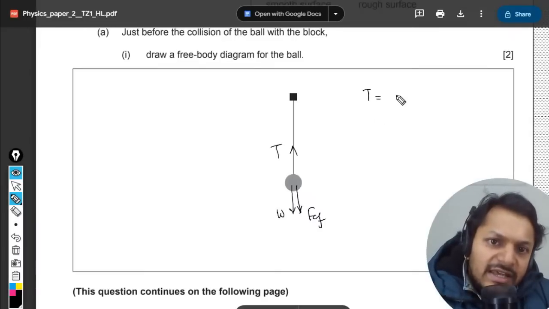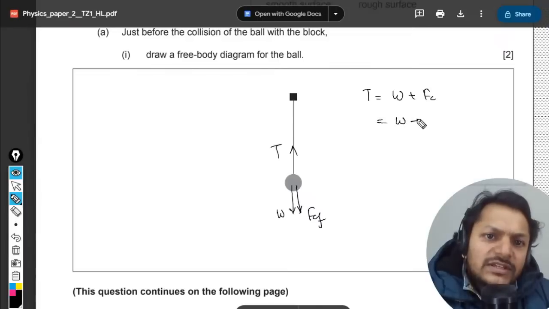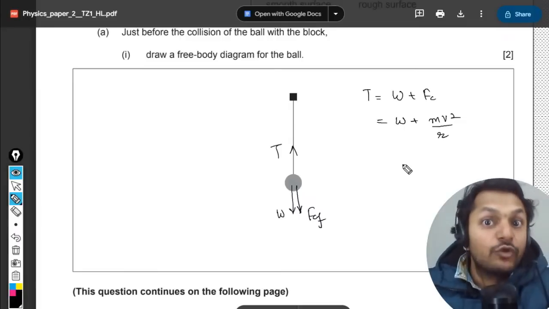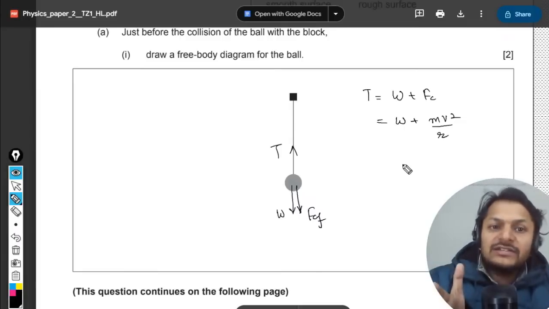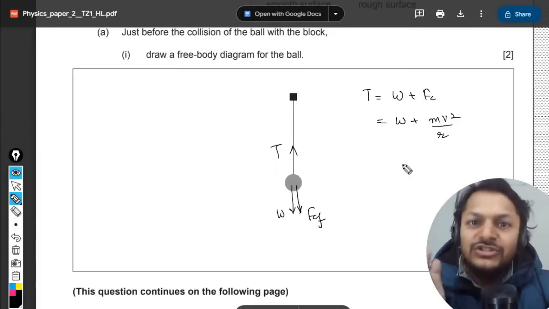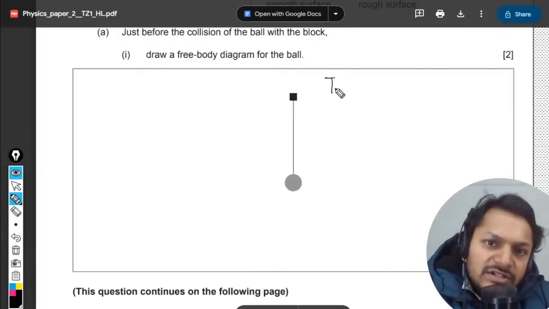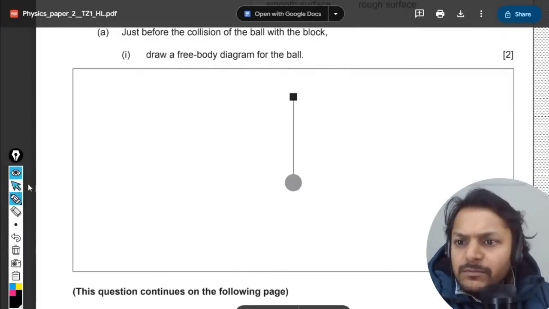So tension T is equal to W plus the centripetal force, and we don't know what the centripetal force is, so we would just apply the formula mv square by r. Radius is given, mass is given, velocity is 4.3 meter per second. You can find the centripetal force, weight is m into g, and you can find the tension T. Okay, so the tension T will be, what is the mass given?